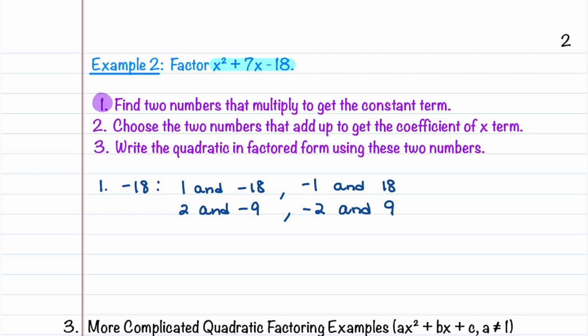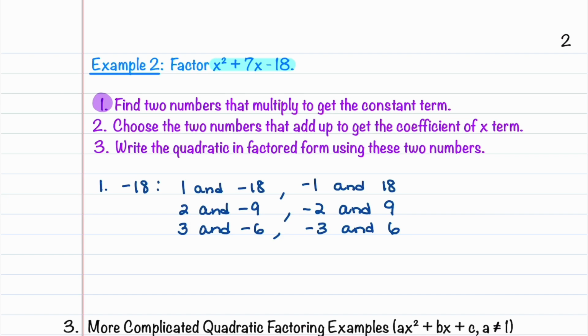3 goes into 18, so we can write that down. So we have 3 and minus 6, or we have minus 3 and 6. And then if we go to 4, 5, those don't go into 18. And then we get to 6, and we already have 6. So we can go ahead and stop.